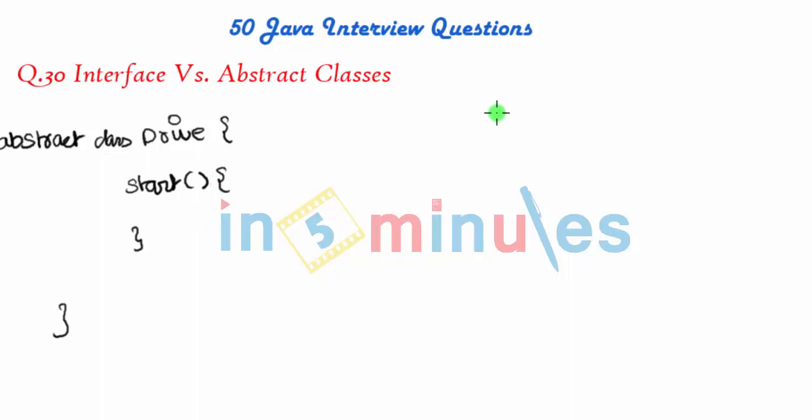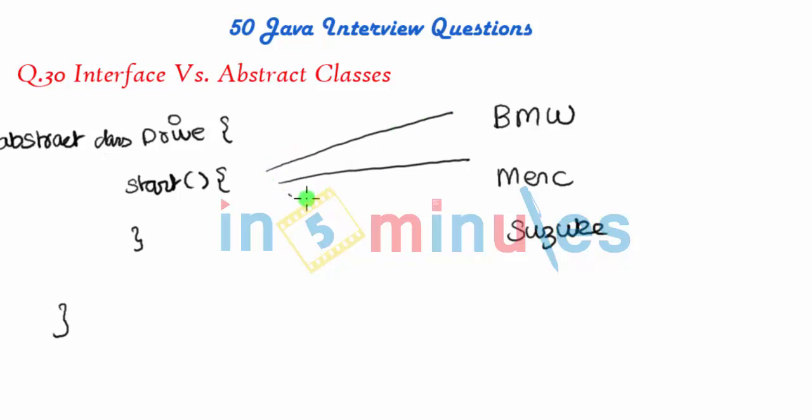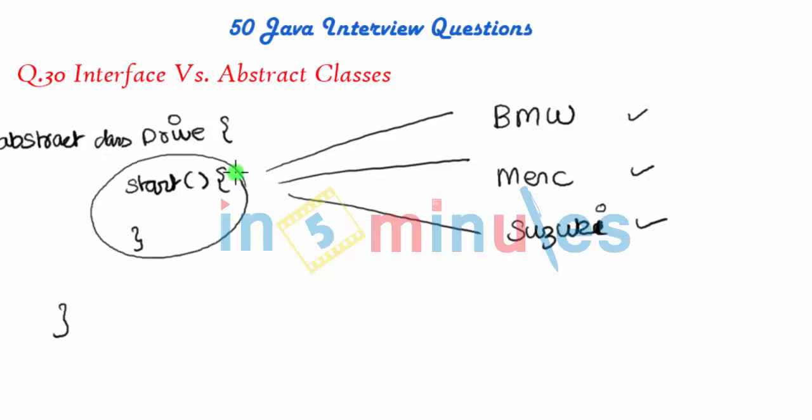And by doing so, all the implementing classes, that is BMW or Mercedes or Suzuki, all of them will have the start method, and the start method need not be written again and again. It's just written once over here in the Drive class, no longer the interface. And of course, these classes will have to implement all the abstract methods inside this class. So we continue to define takeLeft and takeRight and all of them as abstract.